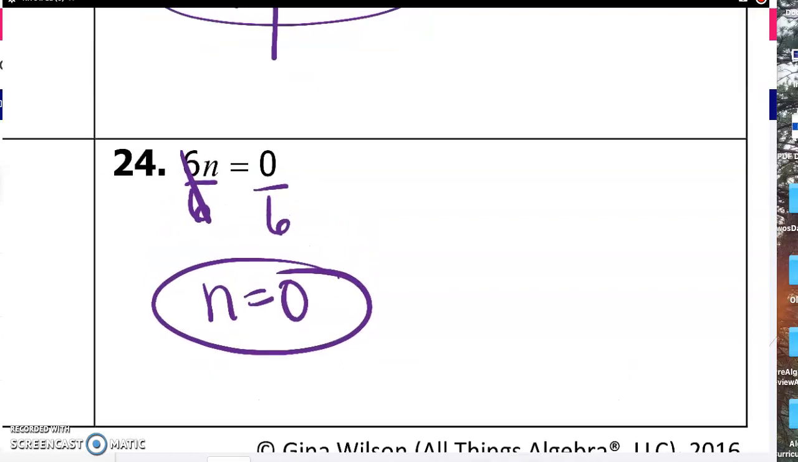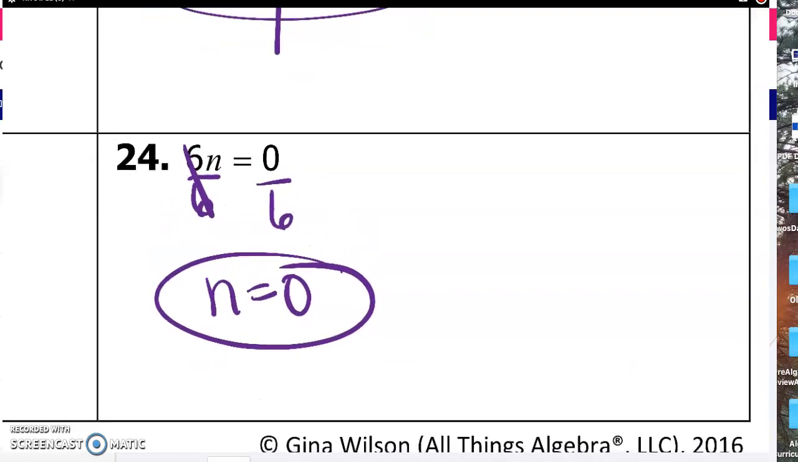So again, ask yourself, what's happening to the variable? How do I undo that? And then check your answer once you get your final answer.